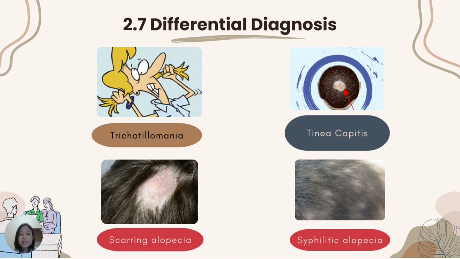The second one is tinea capitis. It shows inflammation, scaling, and pustules on the hair loss patch. Trichoscopy can be used to find hairs that resemble Morse code, zigzag, corkscrew, and comma hairs.